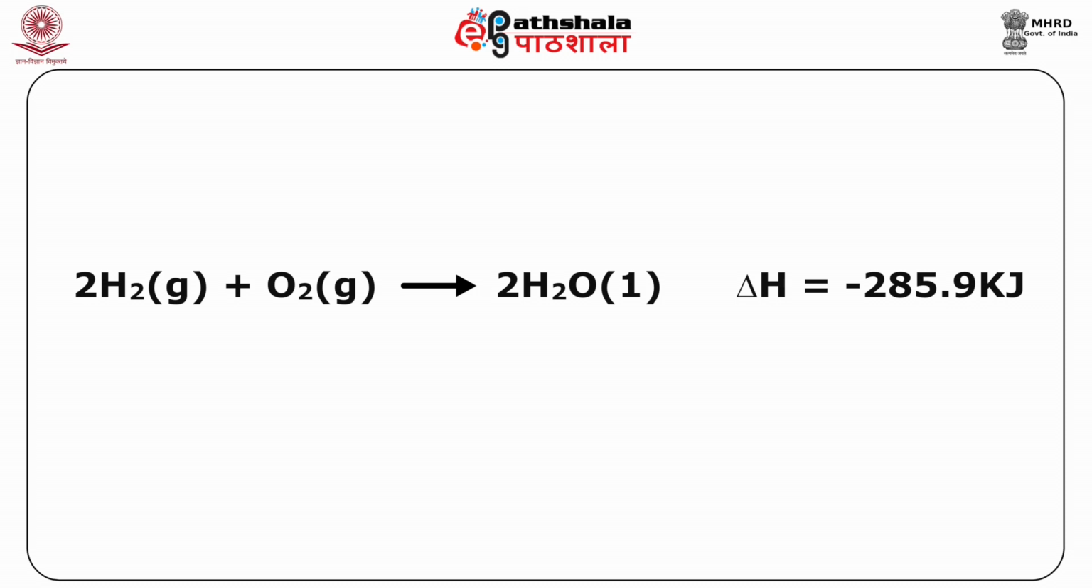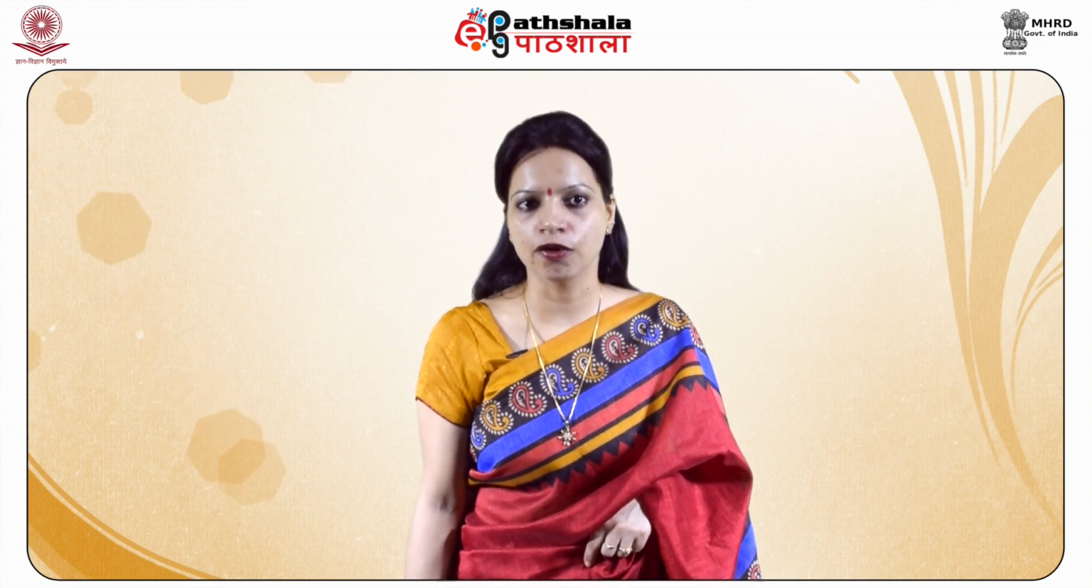2H2 in gaseous form combines with O2 in gaseous form to give two molecules of water in the liquid form, and delta H for this process is minus 285.9 kilojoules. So a large amount of heat is evolved.